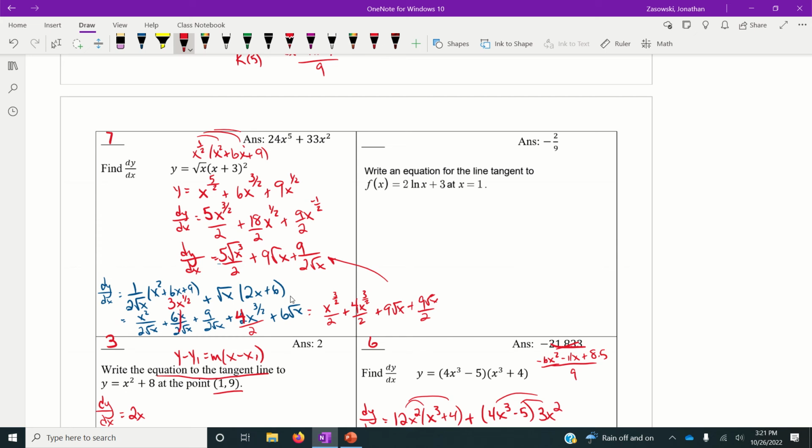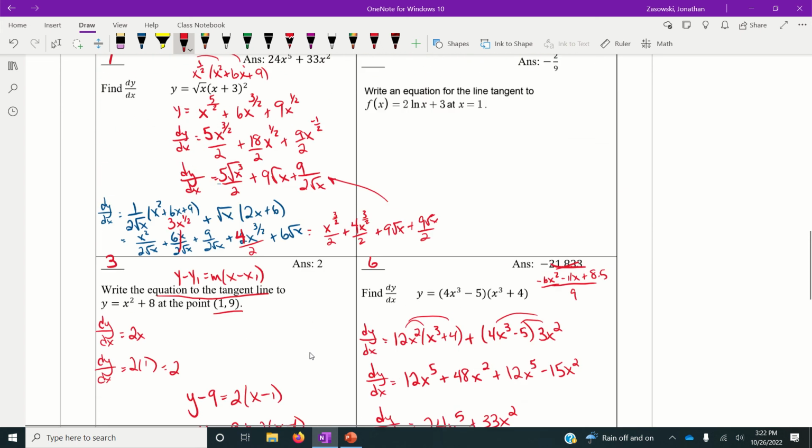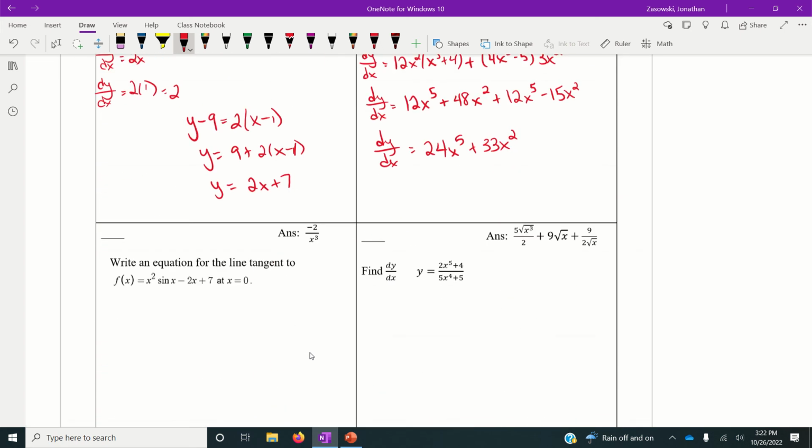On to the next question. So if we go find that one, we're looking for this answer right here. 5. There we go. And that one was 7. So we're on to 8.